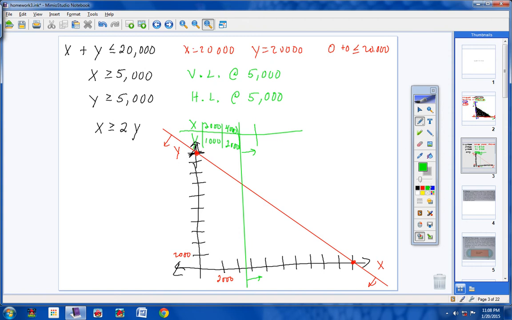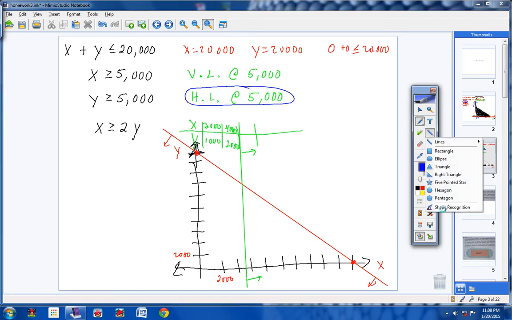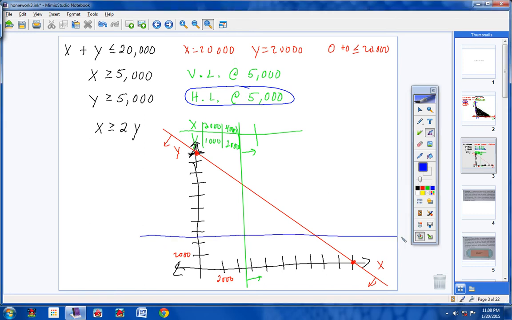Now we're going to call this next line blue. Horizontal asymptote of 5,000. So here we go. Let's see what we have here. 1, 2. Going right through 5,000. And let's see. We would shade, y is greater than 5,000. So we would shade up. Positive.